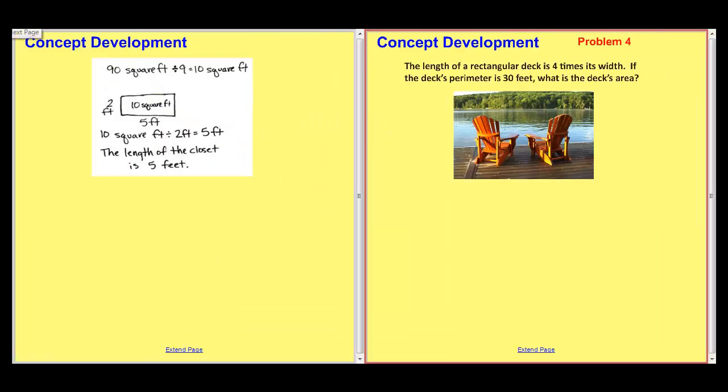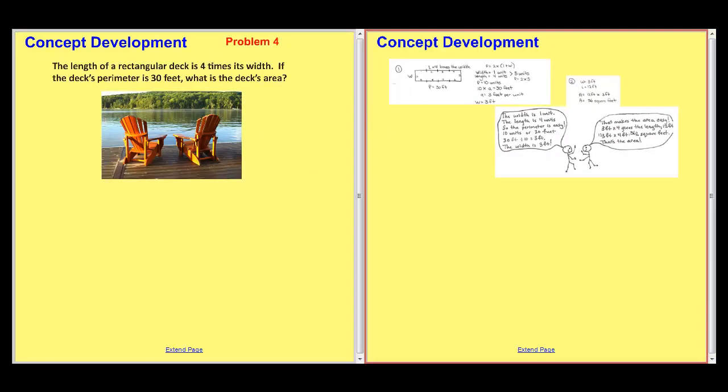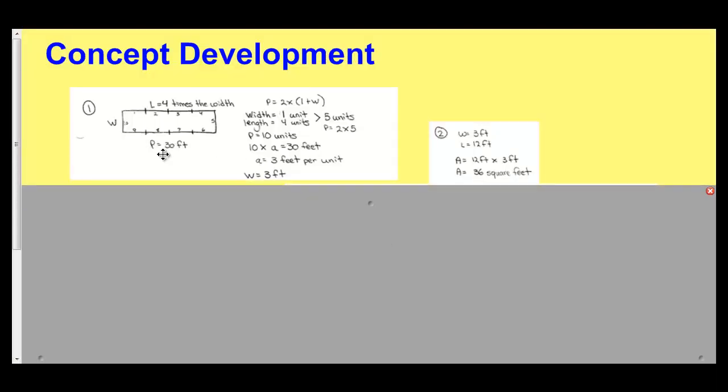So let's take a look here at the solution. I'm going to go a little bit bigger here so you can see. All right, so first of all, I have drawn a rectangle, and I know that the length is 4 times the width. So I just went ahead and divided this into 4 sections, and I put the width here. And I knew the perimeter was 30 feet.